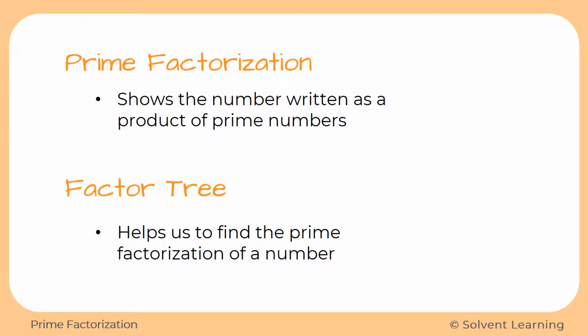So we just learned that prime factorization shows the number written as a product of prime numbers being multiplied together, and that we can use a factor tree to help us find the prime factorization of a number.